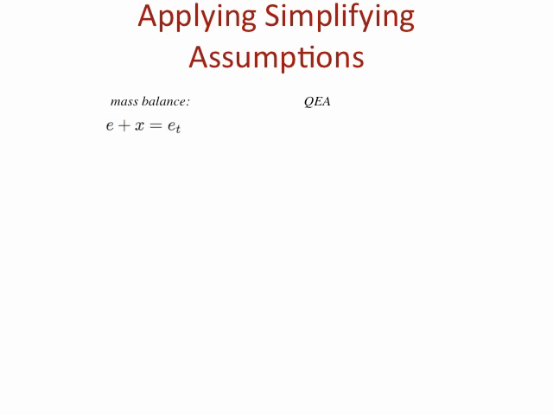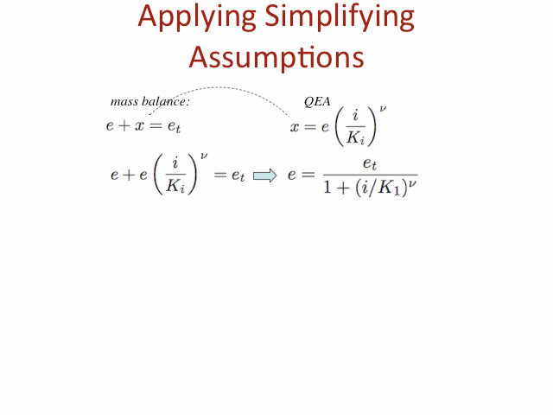This slide shows how we actually derive the rate law. We start out with the mass balance and the quasi-equilibrium assumption, and we substitute the expression for X under the quasi-equilibrium assumption into the mass balance. And this gives us a relationship between the free enzyme concentration and the inhibitor as shown. The parameters here are the total enzyme concentration, the per site binding constant, and the degree of cooperativity.